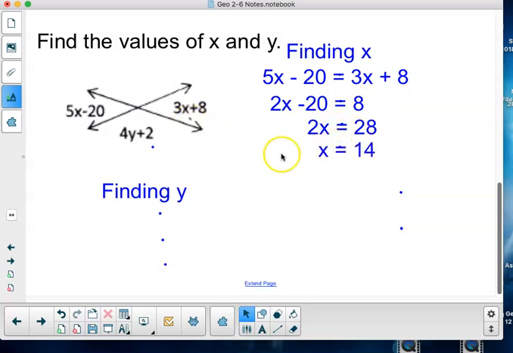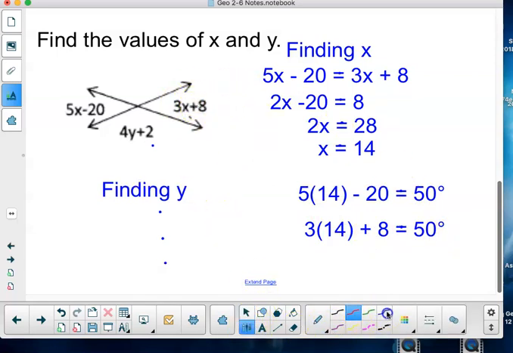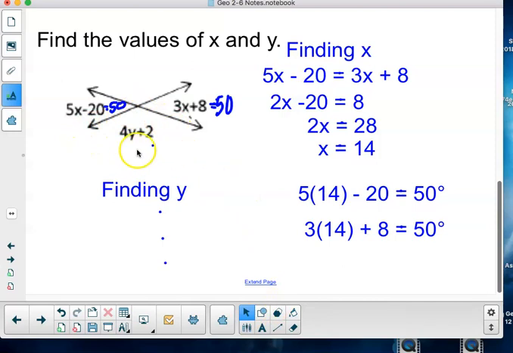Now I'm going to check my work just like I did, except I'll do it with you watching. 5 times 14 minus 20 is 50. I've got to check this one too. So 3 times 14 plus 8 is also 50. So right now, I know that this equals 50 degrees when x is 14, and so is this. Because they're both 50, I now know that this 4y plus 2 must be 130 degrees.